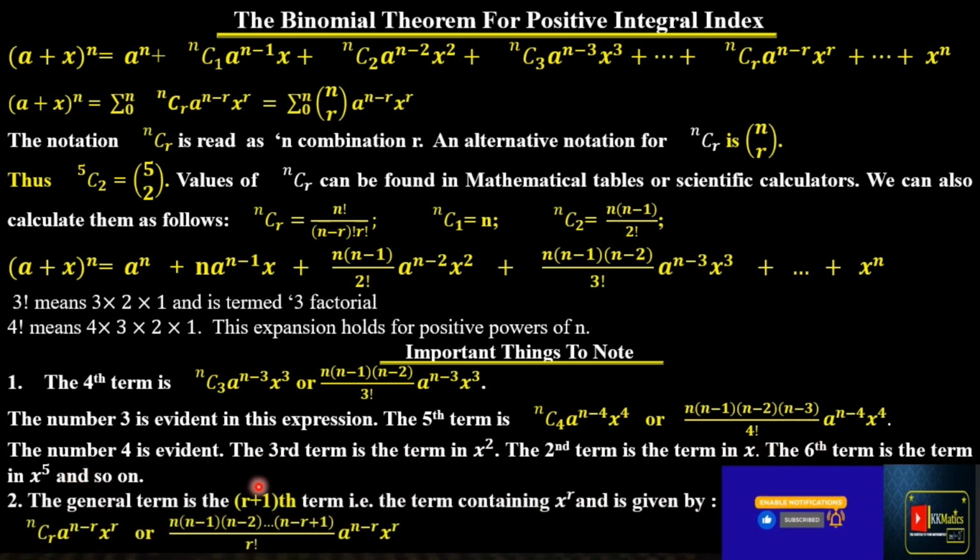The second important thing for you to notice here is that the general term is the r plus 1 term, which contains x raised to the power r, and it's given by this expression here. So n multiplied by n minus 1 multiplied by n minus 2 and keeps multiplying until it gets to n minus r plus 1, bracket close, all divided by r factorial, multiplied by a raised to the power n minus r multiplied by x raised to the power r.